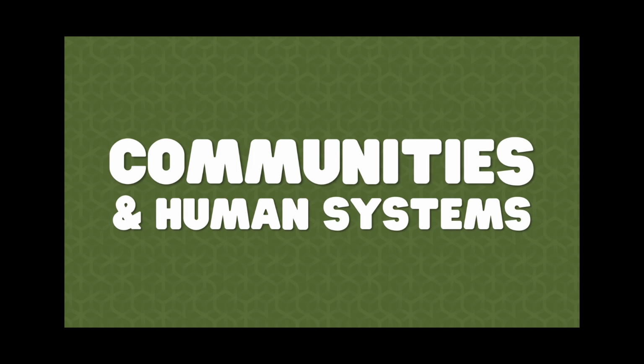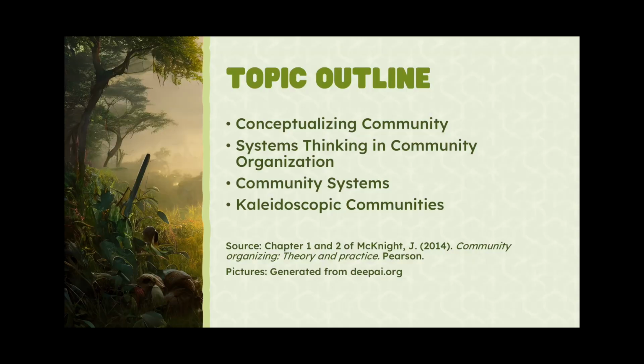So for this video, we'll talk about the very first lesson in this particular course, and that's communities and human systems. Here are the topics that we'll be covering in this particular video lectures. One, we'll be talking about community, the different types of community. We'll also talk about systems thinking in community organizations. And then we'll talk about community systems, the different systems that are found in a community and how they interact with each other. And then we'll also talk about kaleidoscopic communities, what that means and what are the different components of kaleidoscopic communities and how do they interact with each other.